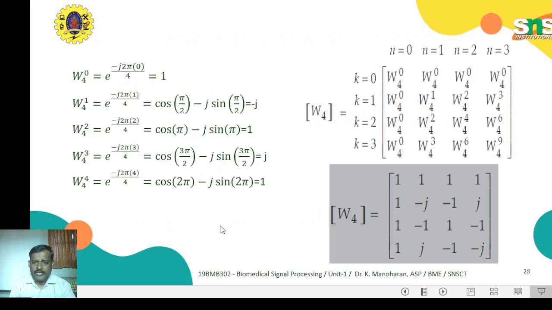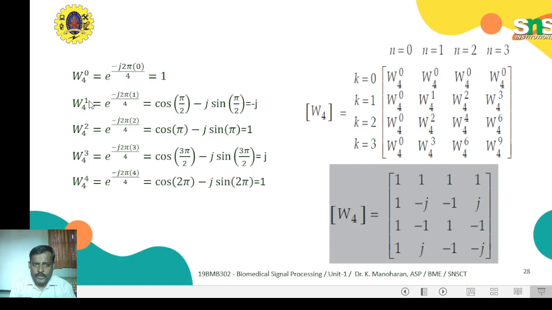Look at these twiddle factors. We can use the twiddle factor W of 4, which is useful for computations in an easy manner. Look at this W4 of 0, which is taken as e power minus j 2 pi by 4 into kn, which will be multiplied, so that will be 0 here. So this 0 will be substituted here, e power 0, so that will be equal to 1.